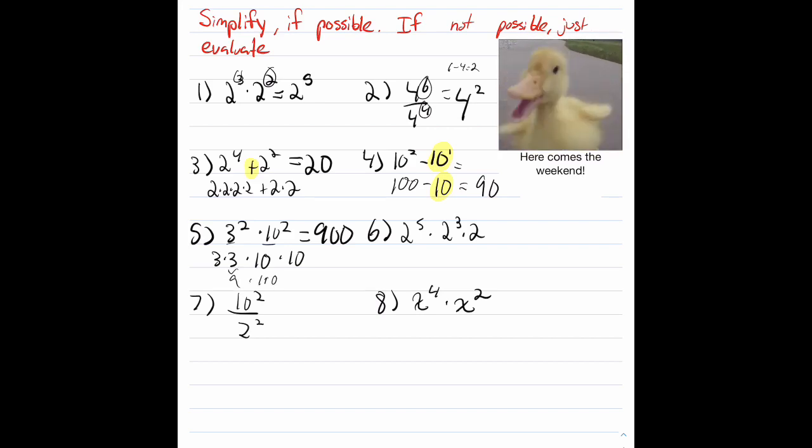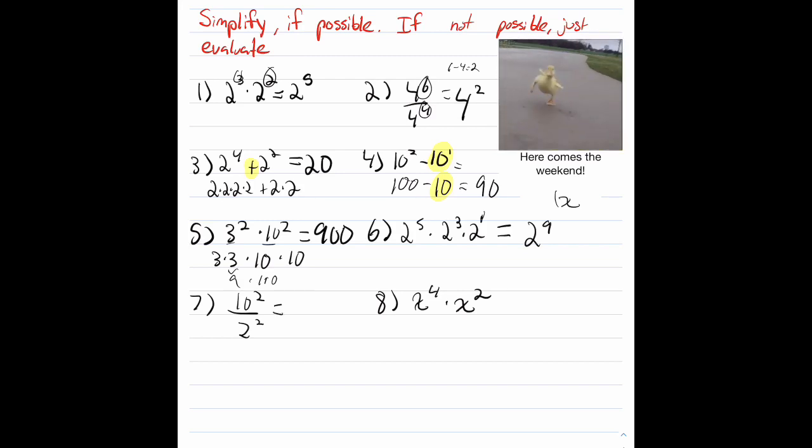2 to the 5th times 2 cubed times 2 times 2. Well, we're going to use the product rule, and so we're going to add up these exponents. But what is this exponent right there? Well, if there's not a number, just like we do with coefficients with x, we know there's a 1 in front. So we also know there's a 1 right there. So that's going to come out to 2 to the 9th.